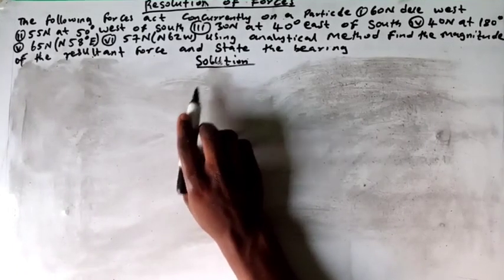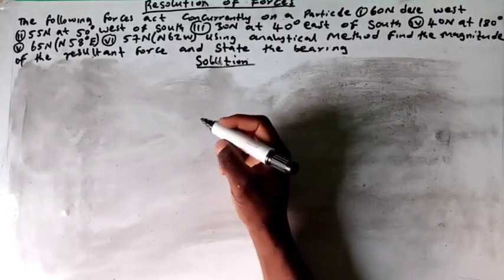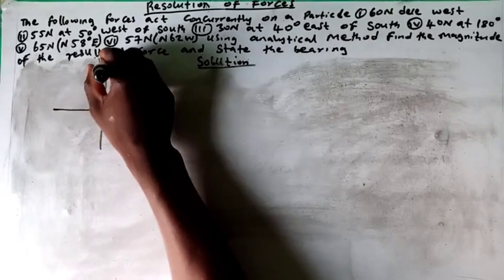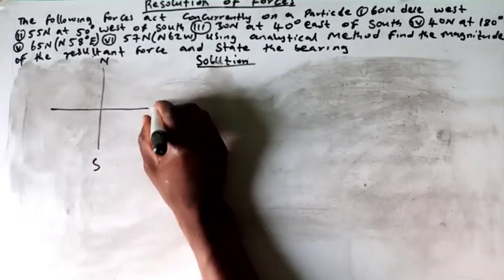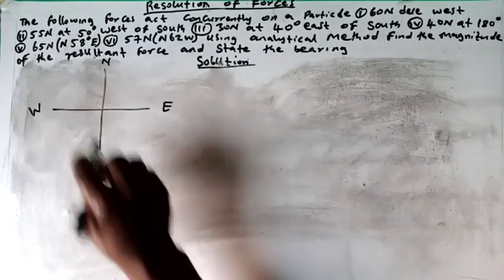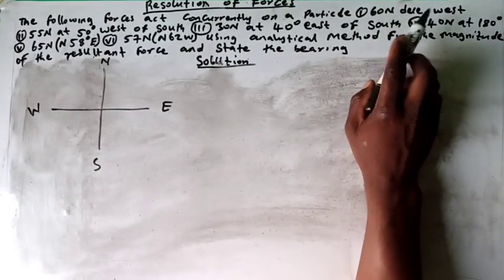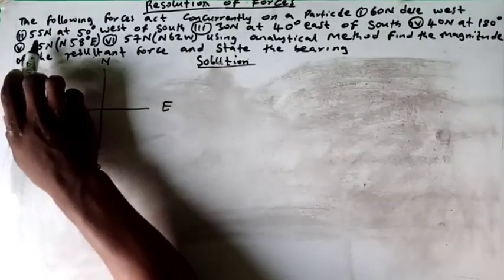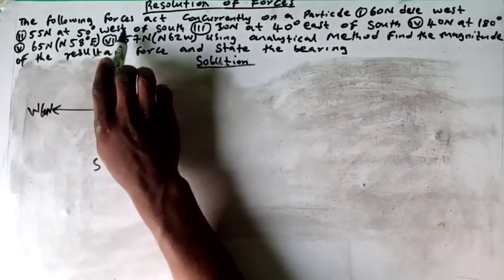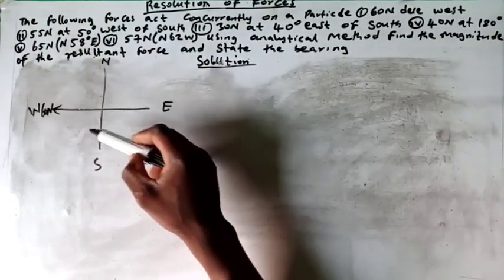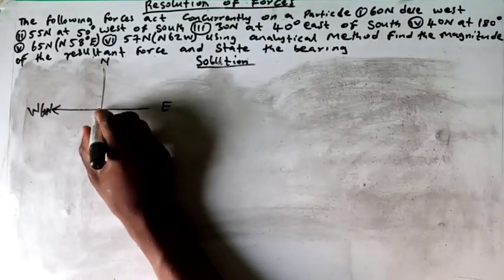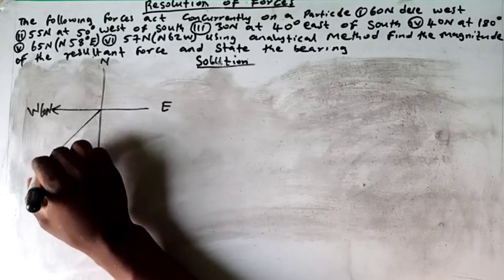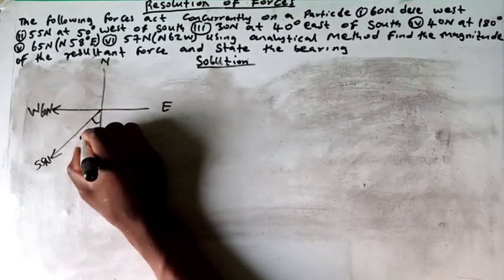Solution. The first thing to do is to make a neat sketch of all the forces acting on the body. We'll now draw our cardinal points. Here we have our north, here we have our south, here we have east, and here we have west. The first force is 60 Newton due west. Here is 60 Newton. The second force is 55 Newton at 50 degrees west of south. West of south.